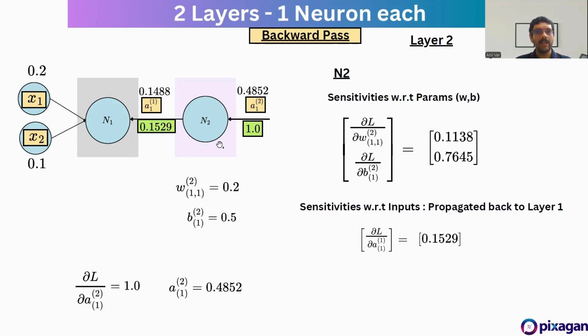So what happens at this layer? You get the sensitivity of the loss with respect to the parameters by just taking the derivative from the loss function and just propagating it back. What you also get, or rather chain ruling it, is the derivative of the loss with respect to the input to this neuron. And the input to this neuron, which is the only neuron in that layer, is the output of this neuron in the previous layer, right? So we pass it back to this neuron.